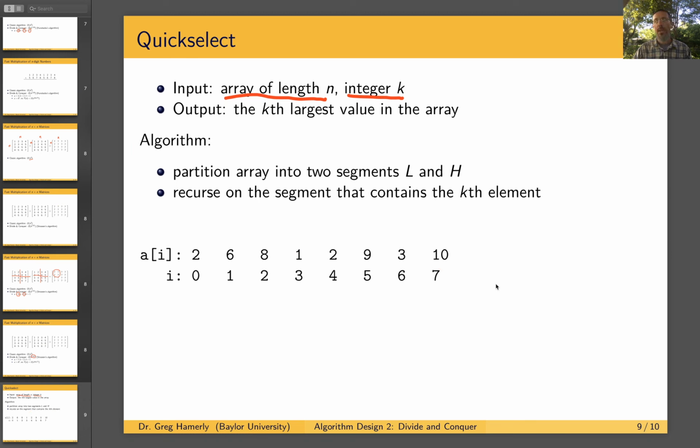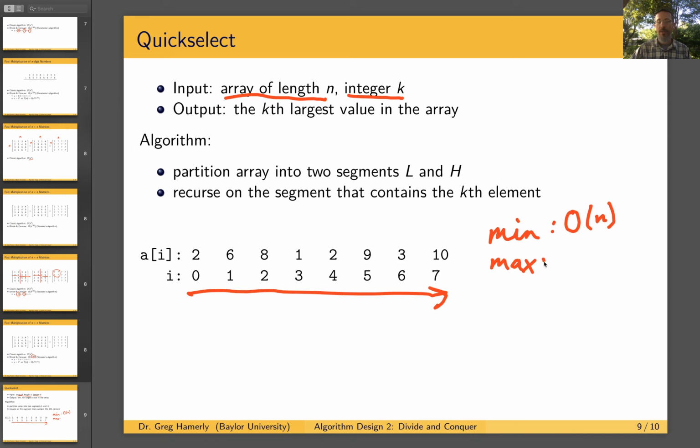Before we get into the nitty-gritty of this algorithm, imagine that you just wanted to find the least or the greatest. How quickly could you do that? Well, you could scan through the entire array looking for the least, and you could find it in order n time. So you can find the min in order n time. And you can also find the max in the same way in order n time, right?